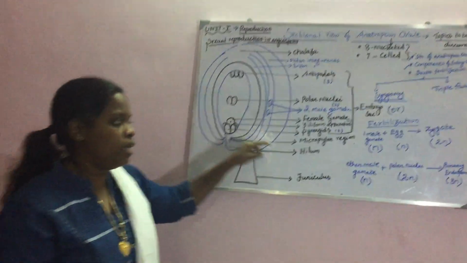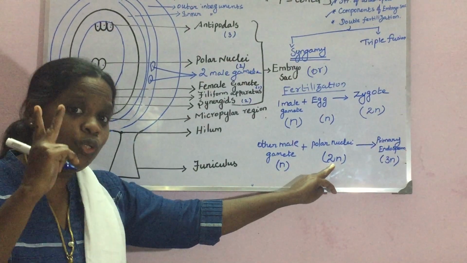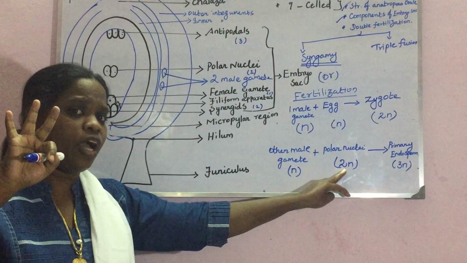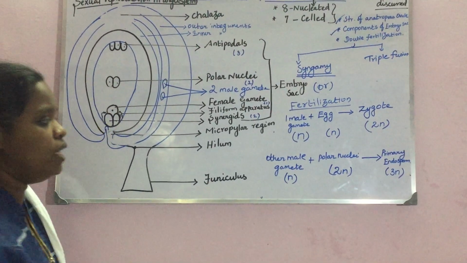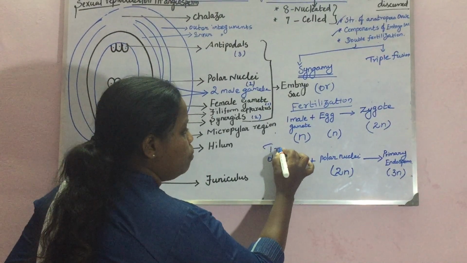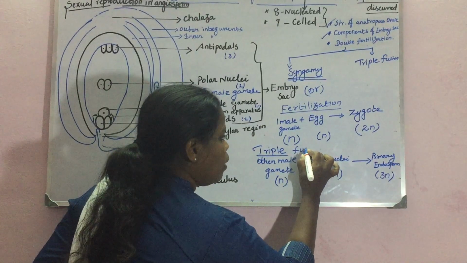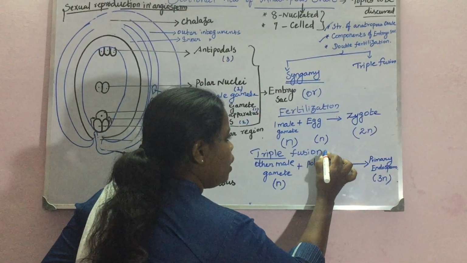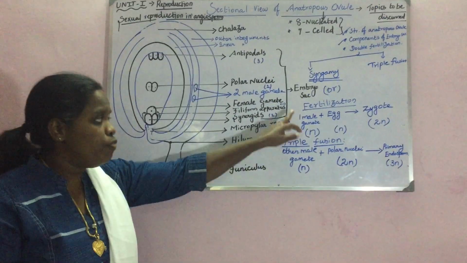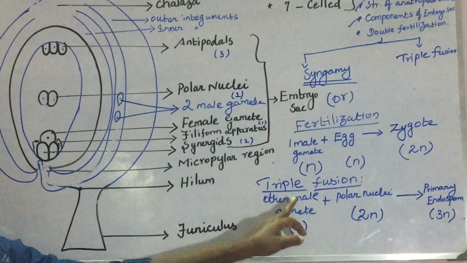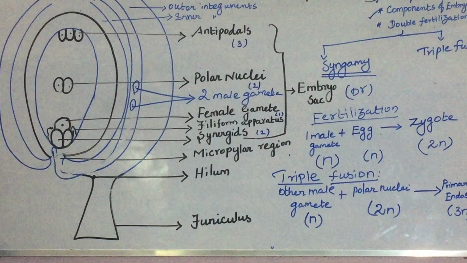Triple fusion. Here, one male gamete is fused with the two polar nuclei. Totally how many nuclei? Three nuclei. So it is called triple fusion. The fusion of one male gamete with the two polar nuclei is called triple fusion. Now, the fertilization or syngamy and triple fusion together are called double fertilization.